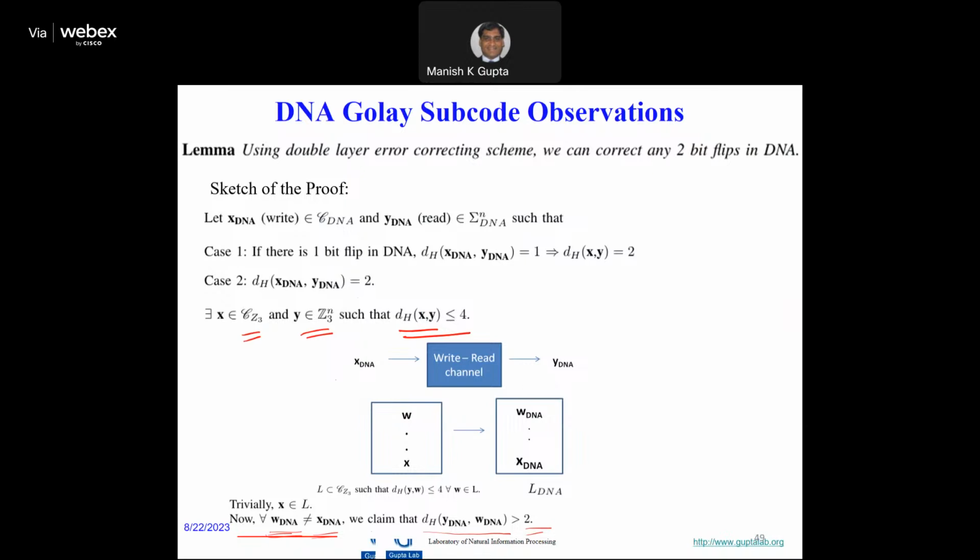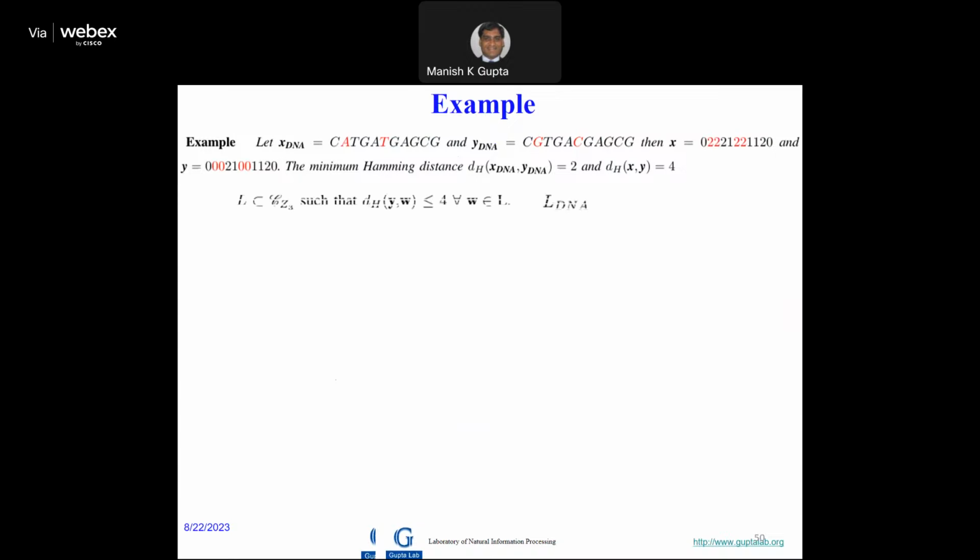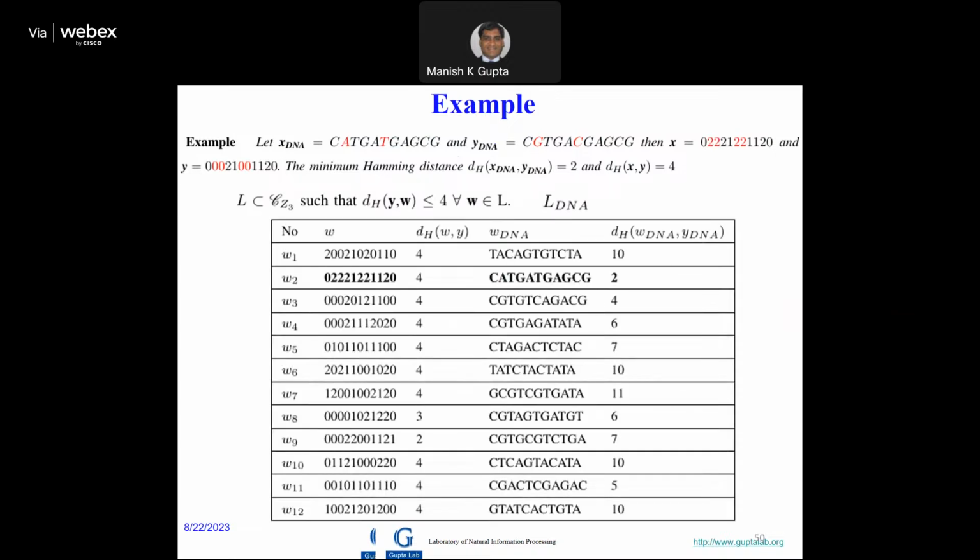And you see, there's an example I can show you. So what happens? You see, XDNA is this, YDNA is this. So the corresponding ternary vectors are X and Y. With that map, you can do that. Now, the minimum Hamming distance between XDNA and YDNA is 2. And of course, the corresponding ternary vectors have distance 4. So the problem is that now the distance between X and Y is 4.